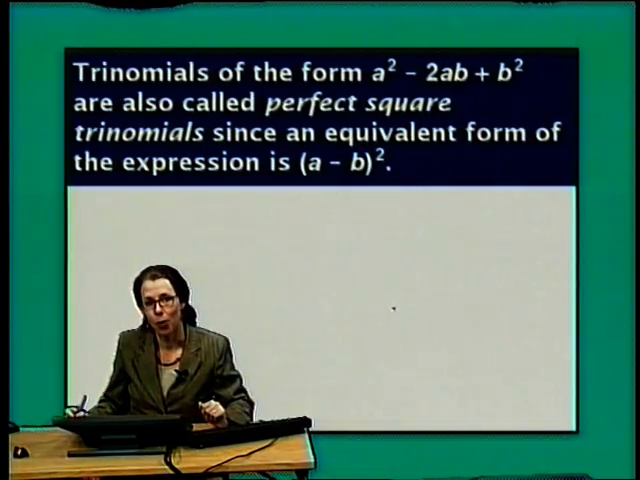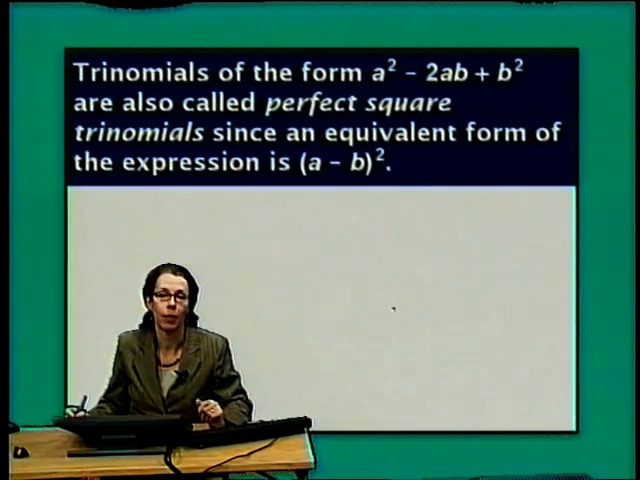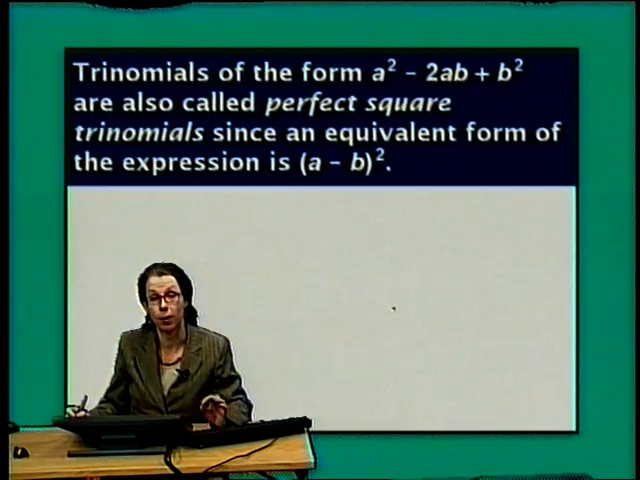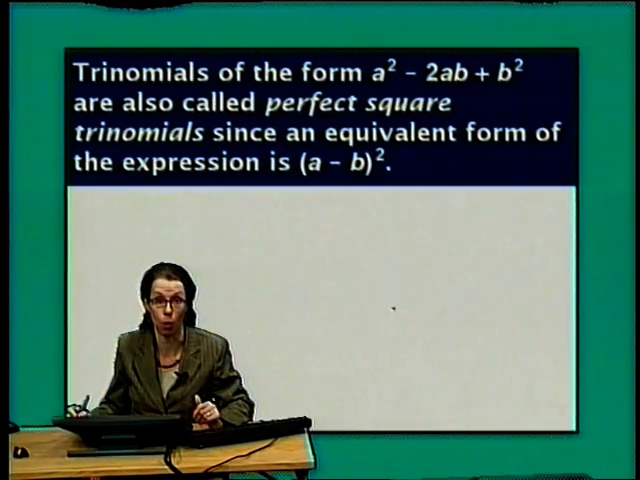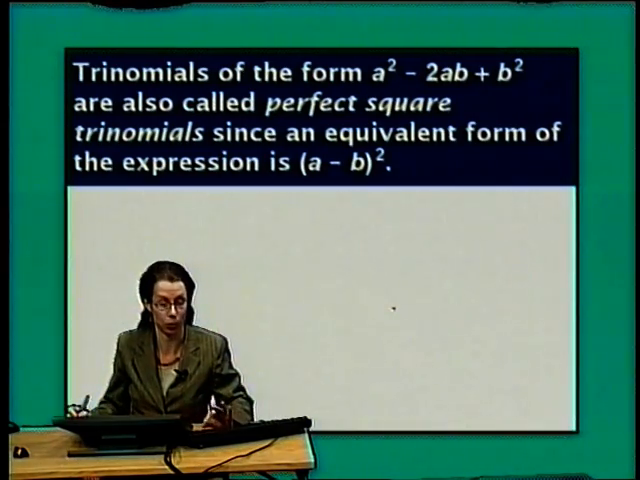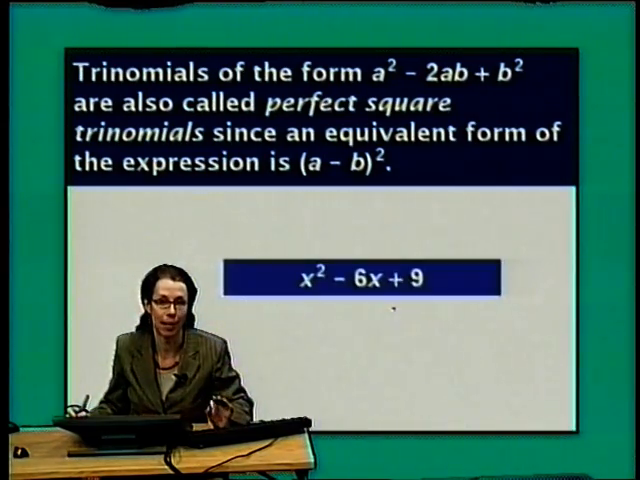Now we can also have a perfect square trinomial when we have an expression of the form a squared minus 2ab plus b squared, because this is just equivalent to the quantity (a - b) quantity squared. Here's an example of another perfect square trinomial.